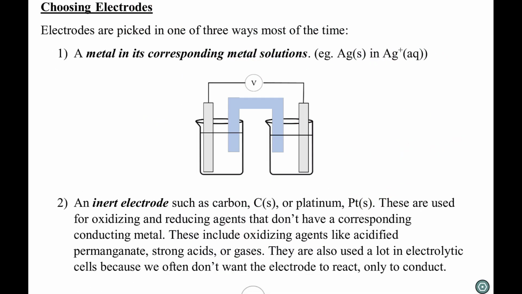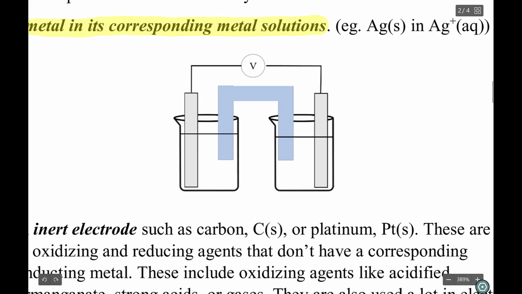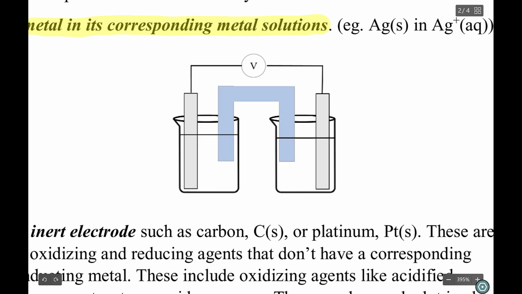The next thing we're going to look at is starting to build voltaic cells, and how would you choose electrodes depending on the type of solution you have, or depending on what your oxidizing and reducing agent are. So we'll start with the easiest of them. Most half cells simply have a metal in its own corresponding metal solution. So this is the ones that we have been working on previously.